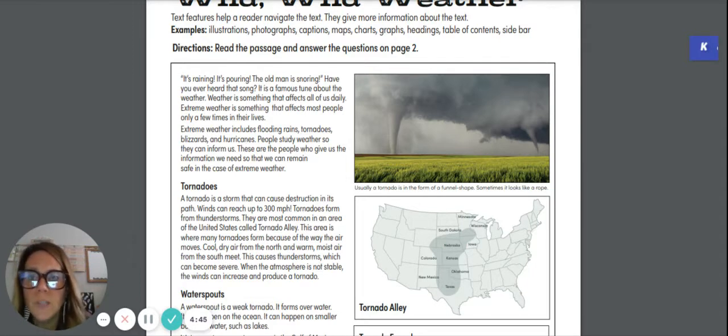So it says, it's raining, it's pouring, the old man is snoring. Have you ever heard that song? It is a famous tune about the weather. Weather is something that affects all of us daily. Extreme weather is something that affects most people only a few times in their lives. Extreme weather includes flooding rains, tornadoes, blizzards, and hurricanes. People study weather so they can inform us. These are the people who give us the information we need so that we can remain safe in the case of extreme weather.